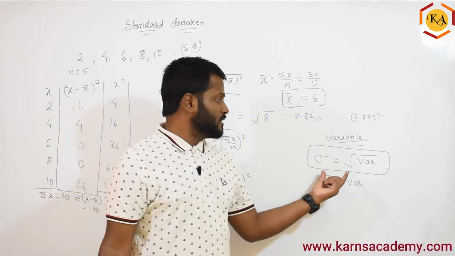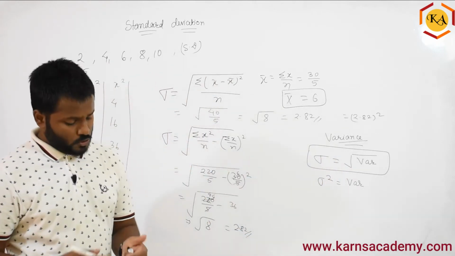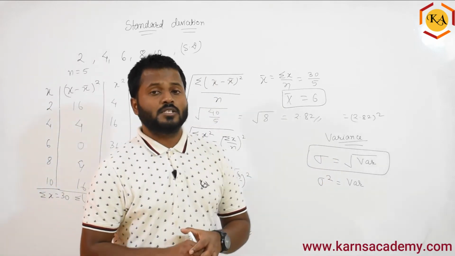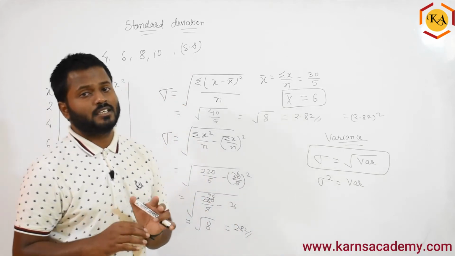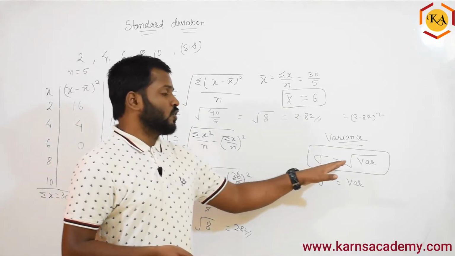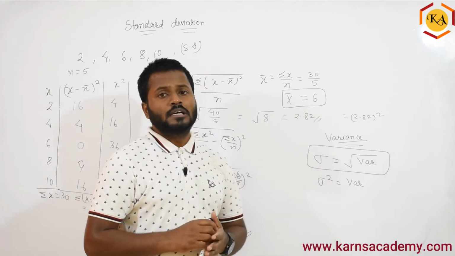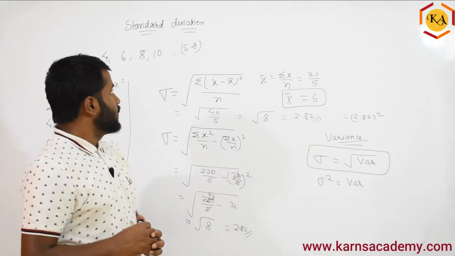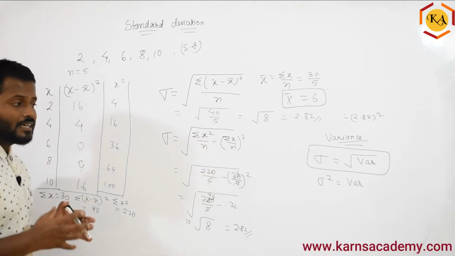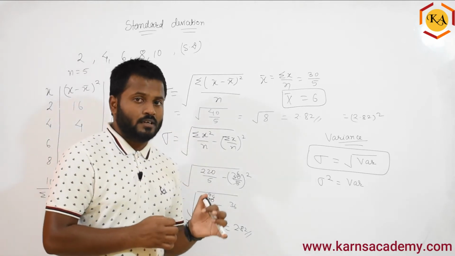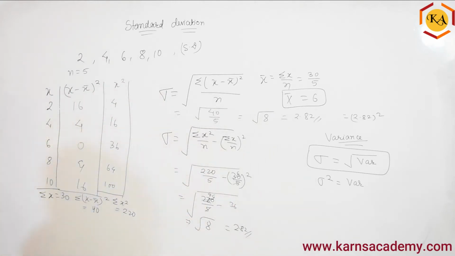So please remember this relation. Whichever method you do, whichever data it is, whether it is grouped data, ungrouped data, discrete, continuous, doesn't matter. This relation is always satisfied. Just remember one small thing, that is standard deviation is equal to square root of variance, right? So this is about the standard deviation based on the ungrouped data. So pause the video, make a note of it.